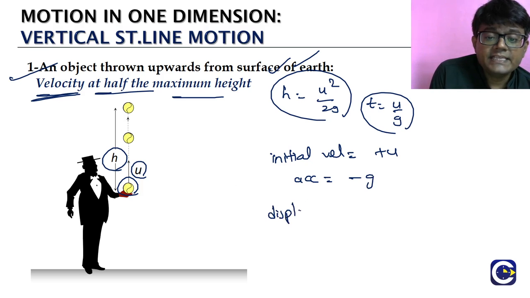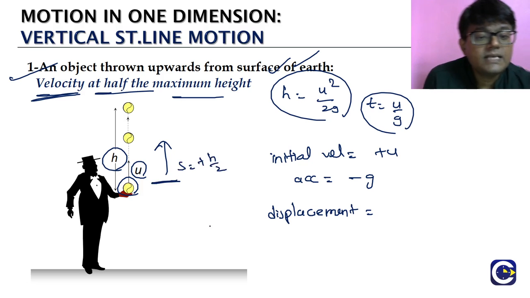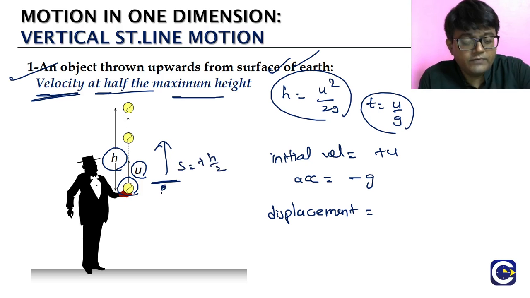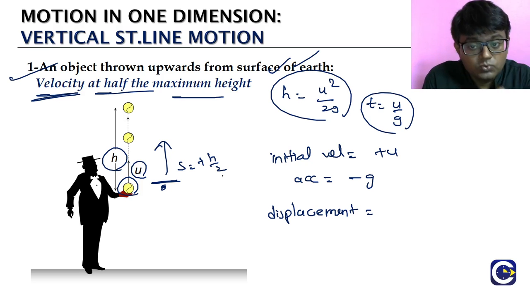When we say it is at half the maximum height, what does that mean? The displacement will be equal to plus h by 2, from the point where we are projecting it up to half the maximum height. So displacement will be equal to H by 2.